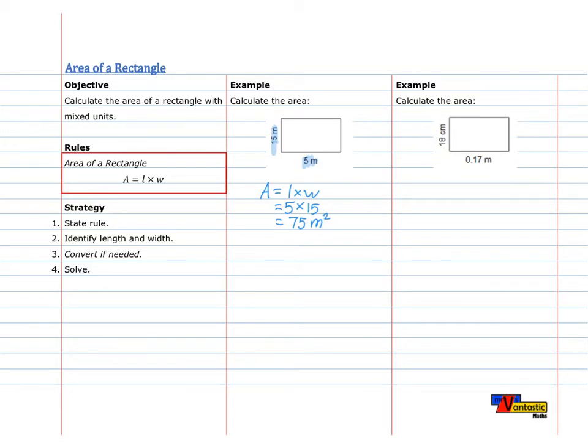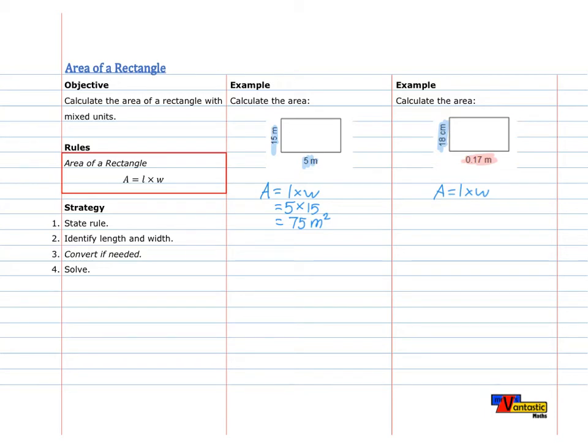But what do we do if the units are mixed? So we'll start by stating our rule, area equals length by width. But this time when we identify the length and width, we notice our problem. This first measurement is in centimeters, while the second measurement is in meters. We can't have that. They need to be the same unit for us to be able to multiply.